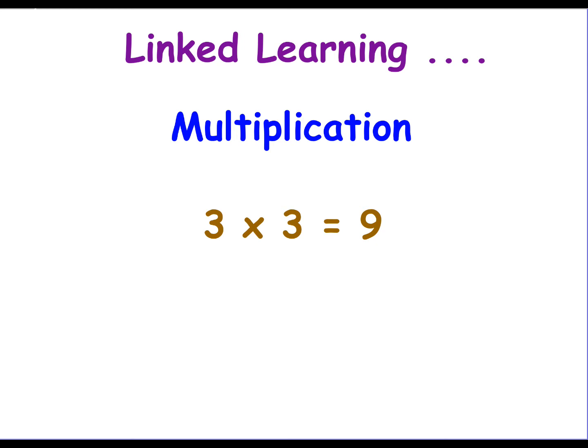This links to our previous learning through multiplication, where we highlighted the fact that when a number is multiplied by itself, it creates what we call a square number. So 3 times 3 equals 9, where 9 is a square number.